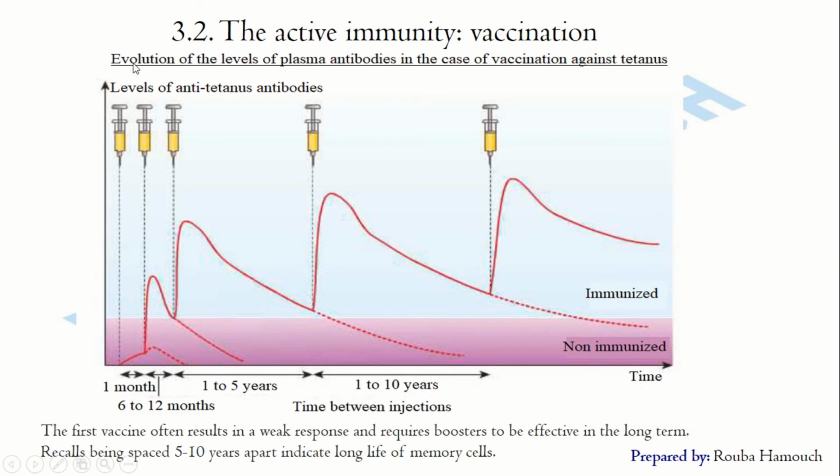As you can see, this graph shows the evolution of the levels of plasma antibodies in the case of the vaccination against tetanus. The first vaccine injected in the first month results in a weak response, a small amount of antibodies secreted, and thus requires boosters to be effective in the long term. So that's why we have many vaccine injections called recalls. The recalls are spaced 5 to 10 years apart, indicating the long life of the memory cells produced after each vaccine or each recall. So the recalls boost our immune system and give a long-lasting memory, or immunological memory.